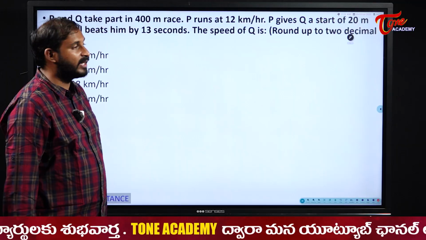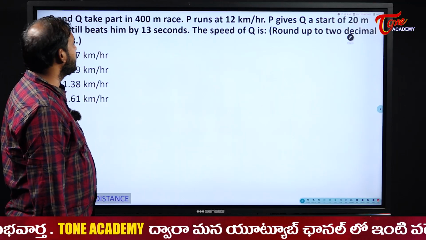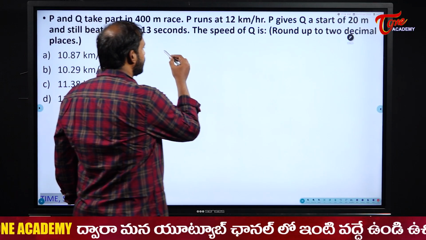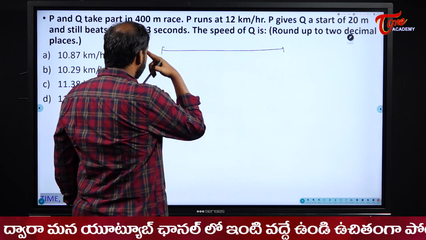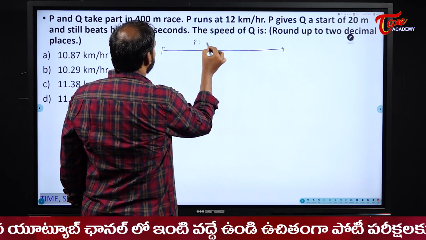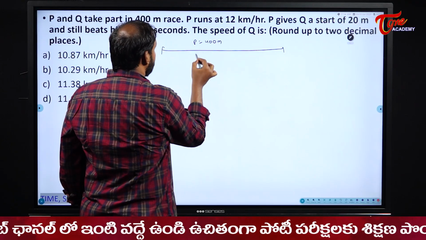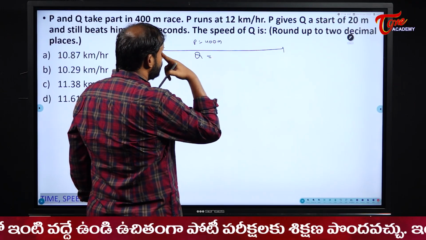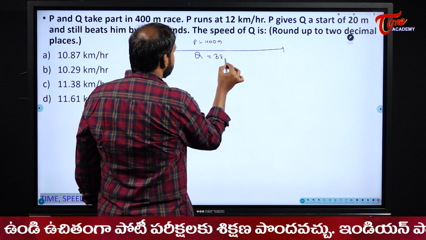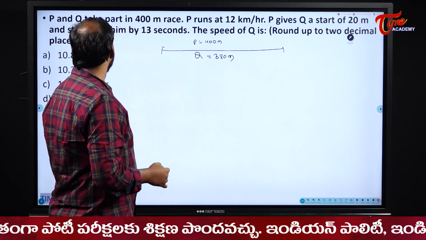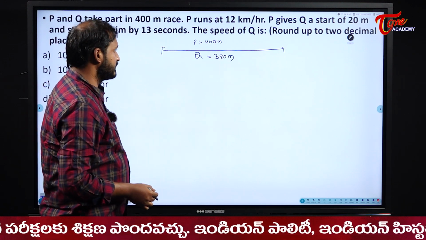P runs at 12 km per hour. P gives Q a start of 20 meters and still beats him by 13 seconds. Now first of all, tell me, P will travel what distance? P is going to cover the entire 400 meters. When it comes to Q, 380 meters. Why? Because he is getting a start of 20 meters.